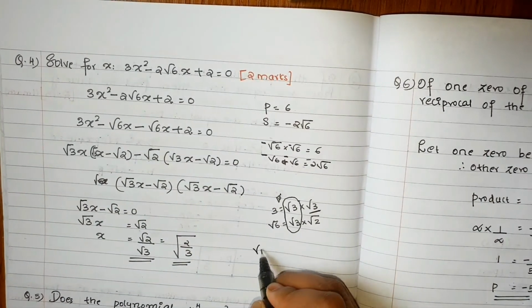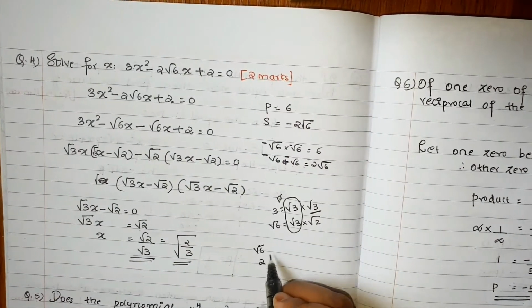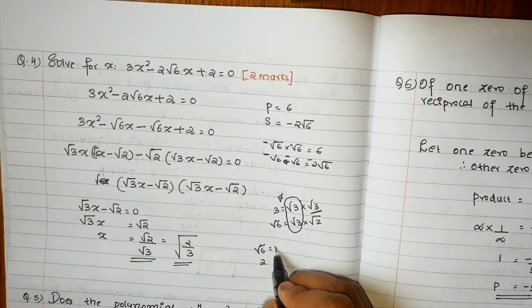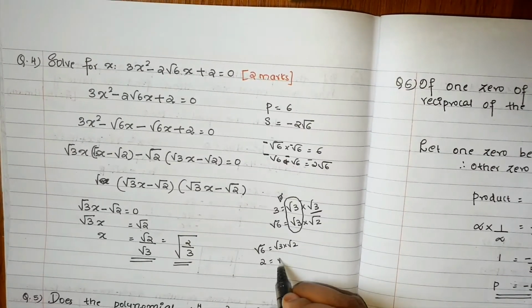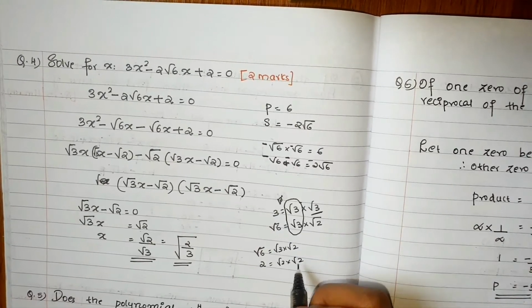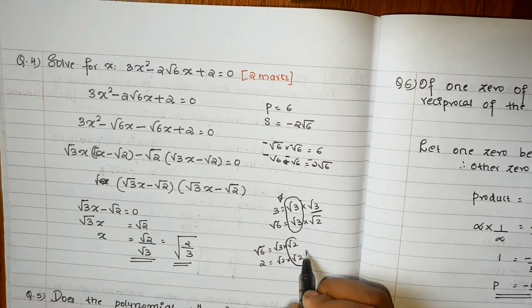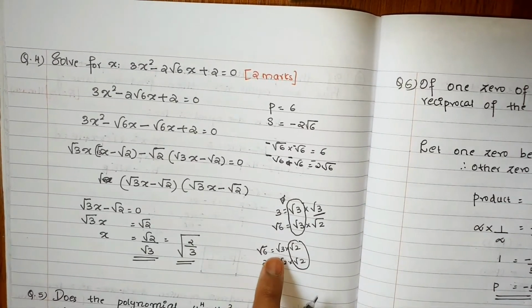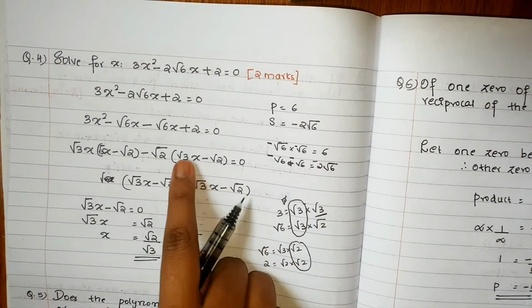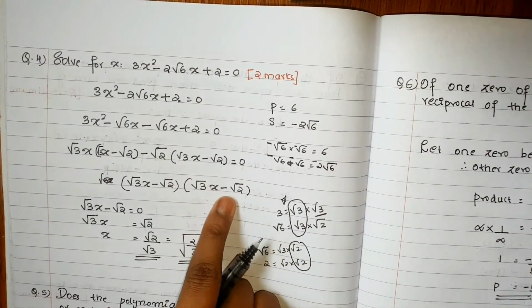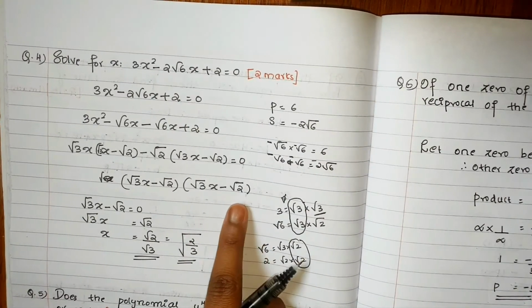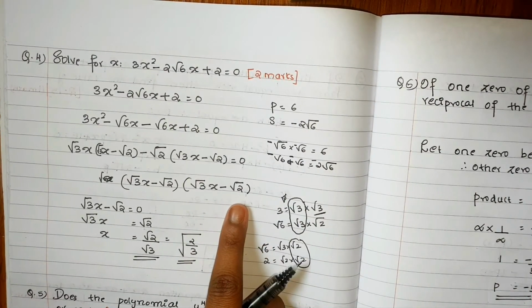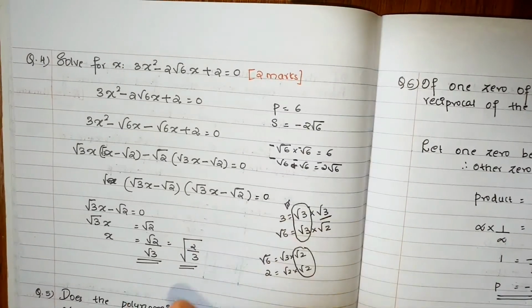Minus, from here what can I take common? It is root 6 and 2. Root 6 means root 3 into root 2, and 2 is root 2 into root 2. So I am taking root 2 common. What is remaining in root 6? Root 3 is remaining. So root 3x minus, what is remaining in 2? Root 2 is remaining. Minus root 2. Okay.